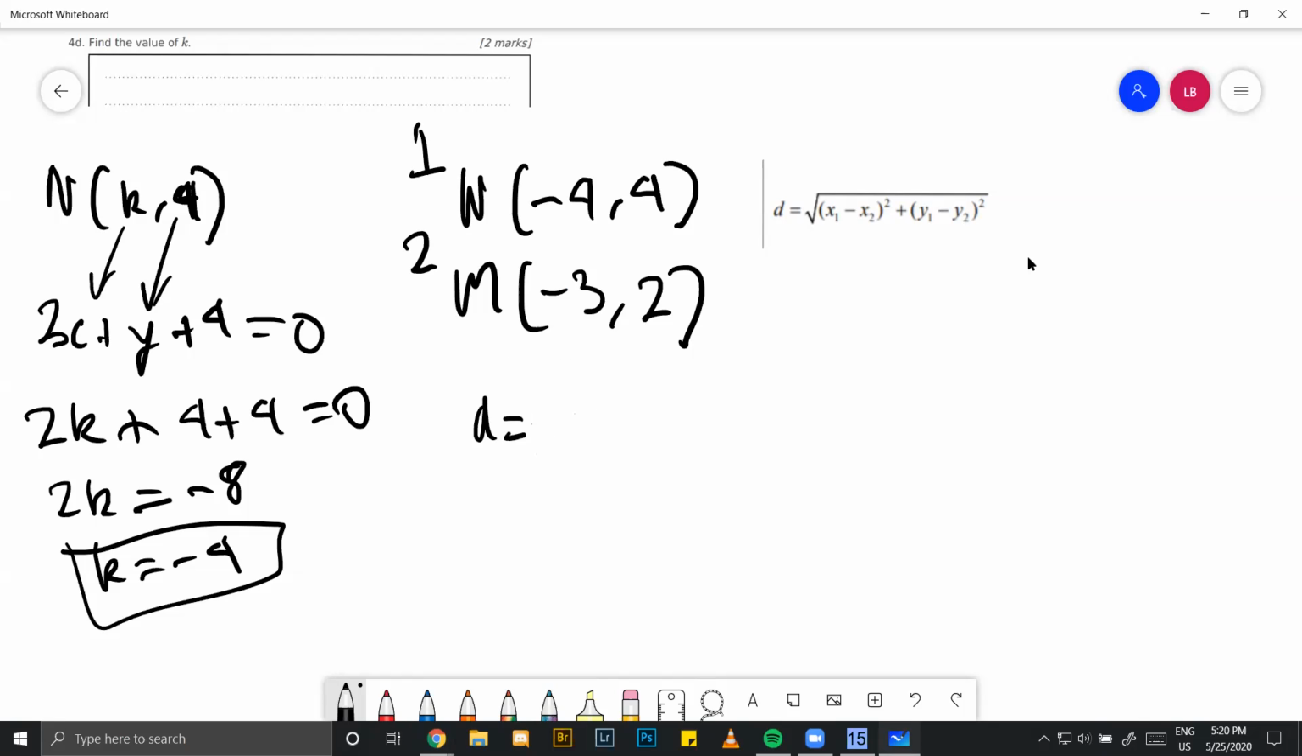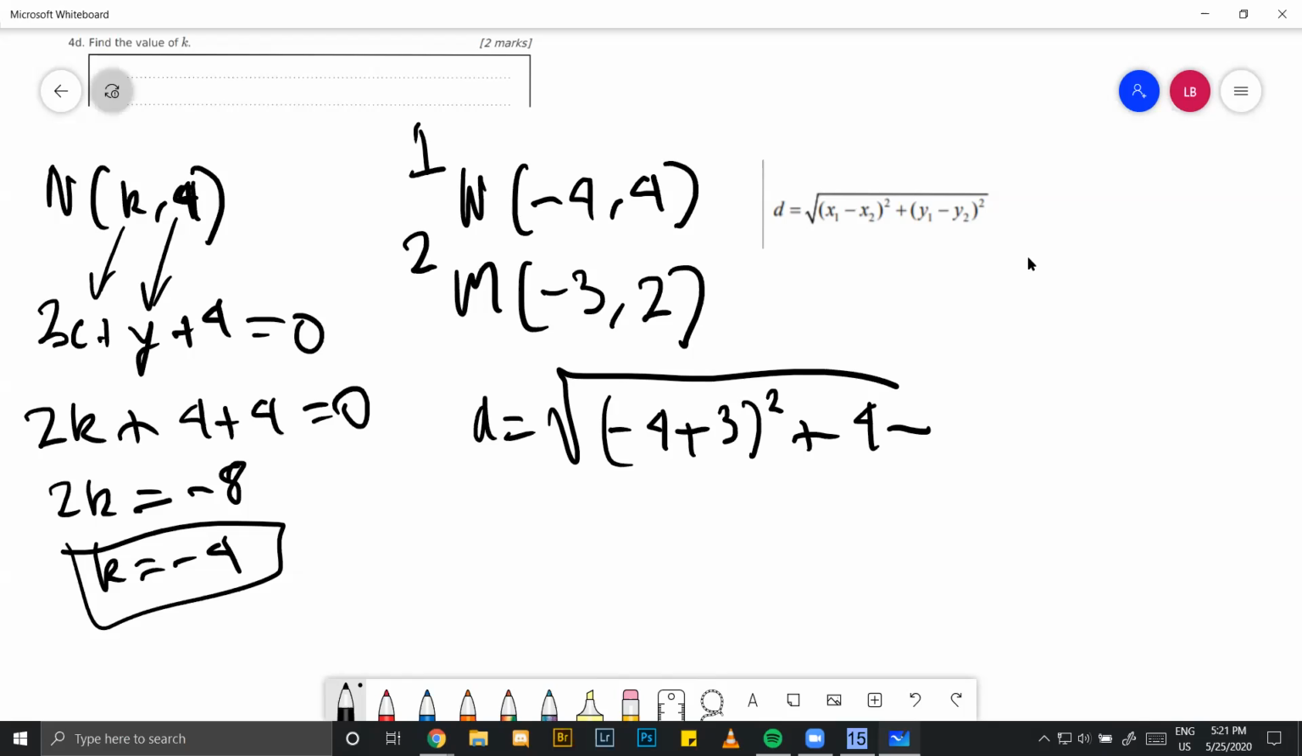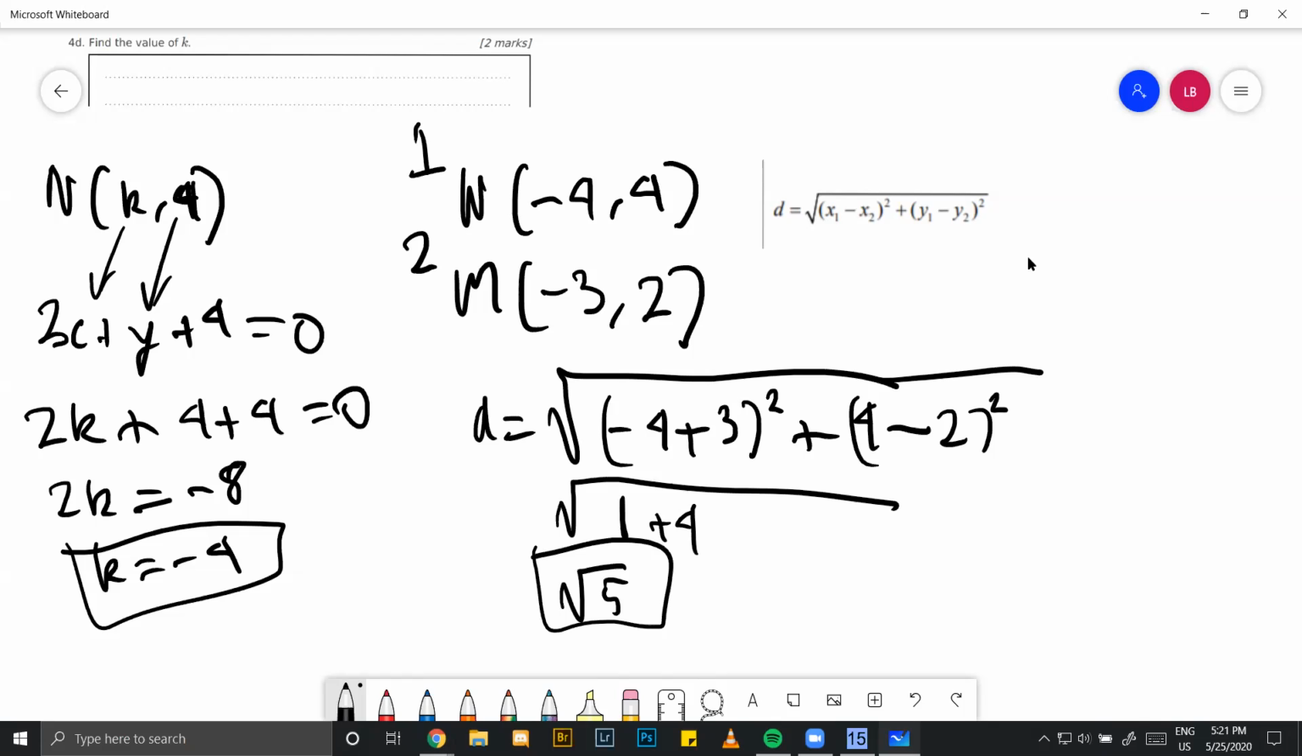So distance is equal to square root of -4 minus x2, the x coordinate of the second one, that's -3. So minus -3 is +3. I'm going to square that, and then the y coordinate of the first one, that's 4, minus the y coordinate of the second one, that's 2. So 4 minus 2 squared. Then I get square root of -4 plus 3 is equal to -1. -1 squared is simply 1. 4 minus 2 is 2. 2 squared is 4. So that's +4. And you end up with square root of 5 as your distance.